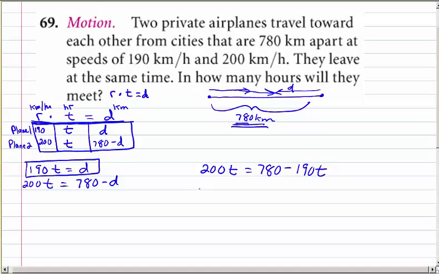And if we add 190T to both sides, then we're going to get 390T is equal to 780, and that tells us that T is equal to 2 hours. So both planes flew 2 hours, and then they met. Hopefully they were at different altitudes so they didn't run into each other.